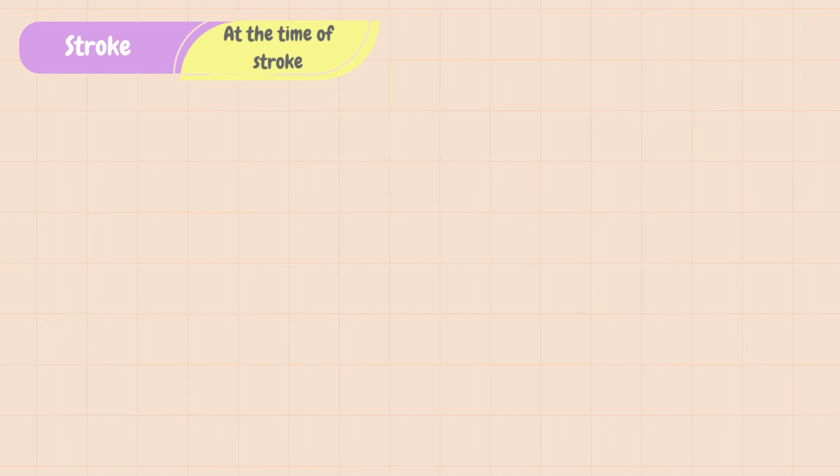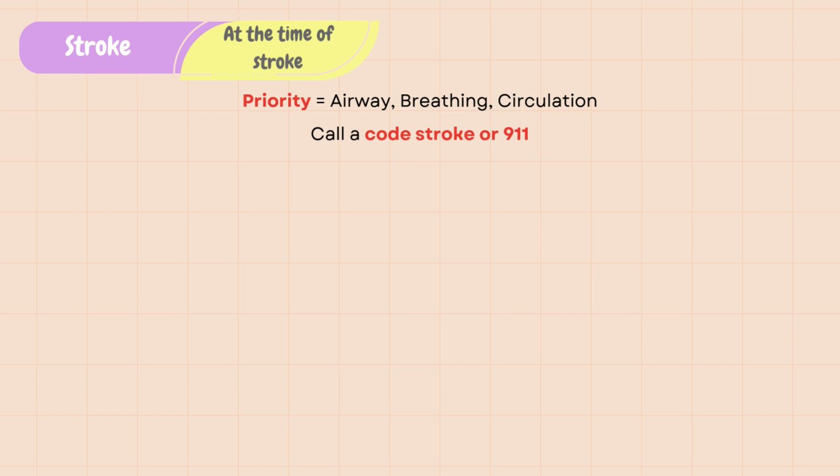In my Stroke Basics video, we went over the BE-FAST acronym for stroke symptoms. Whenever a patient is having stroke-like symptoms, the priority is to always assess ABCs, airway, breathing, and circulation, and activate any emergency measures appropriately. The next priority is to call a code stroke in an acute care setting or 911 in outpatient settings. Because remember, time is brain.